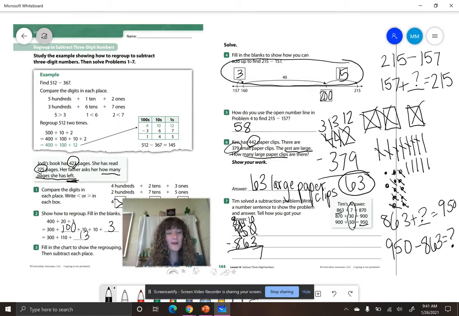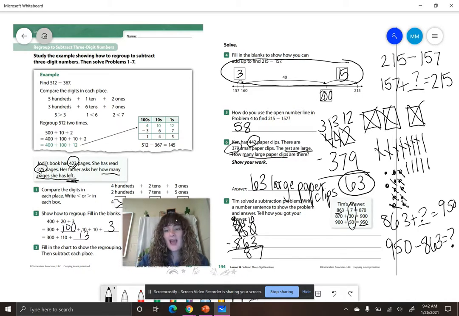I can start at my part and count to my whole. So 6 up to 14. 6, 7, 8, 9, 10, 11, 12, 13, 14. How many tens do we have left? 87. All right. So let's double check to see if that is what Tim also got.